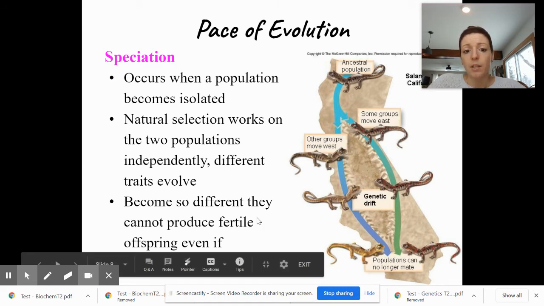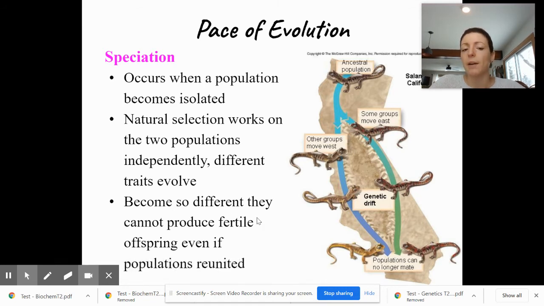But they have become so different that they can't reproduce and have fertile offspring. So that's the big thing with speciation.